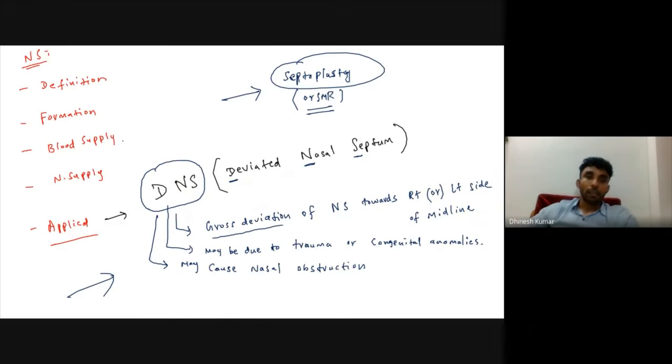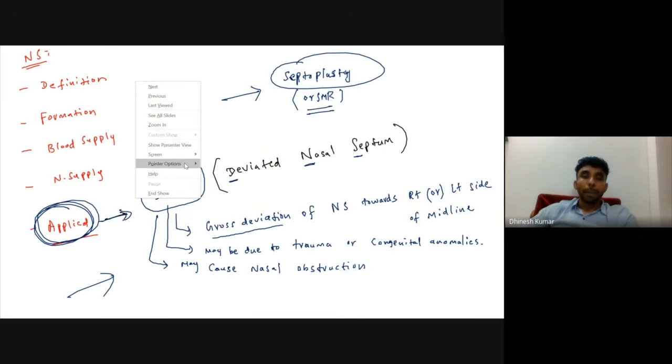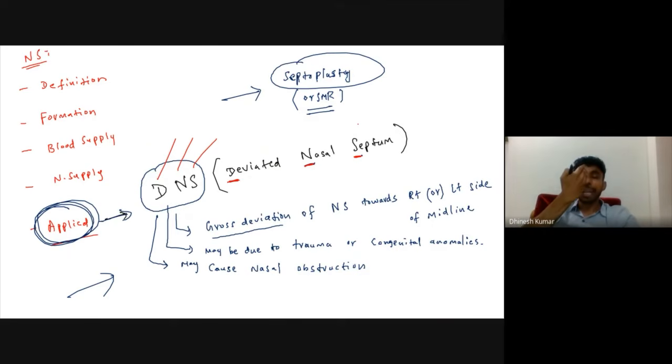Fine. And the final topic related to the nasal septum is the applied aspect of the nasal septum. For the applied aspect of nasal septum, remember DNS. What is DNS? Deviated nasal septum. I have already told you nasal septum is almost located in the midline. It is the median partition between the 2 nasal cavities.